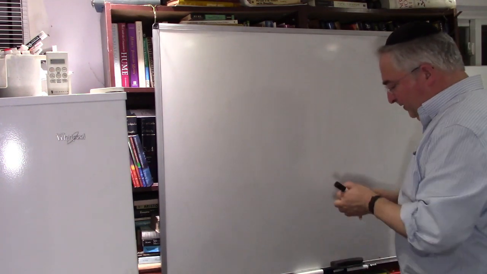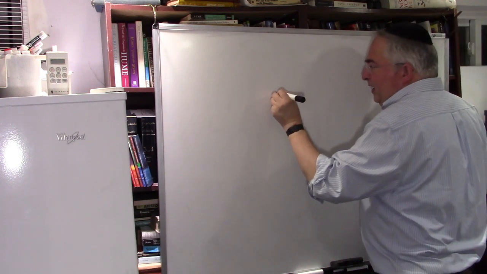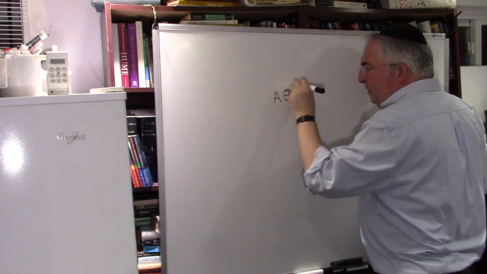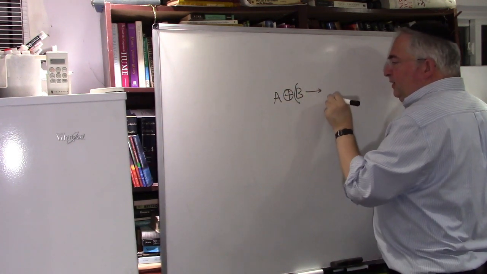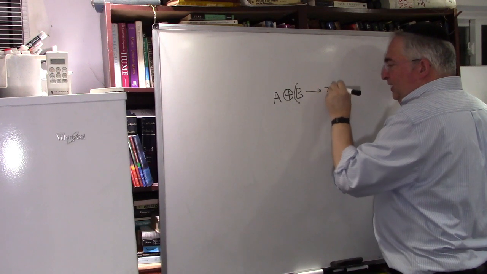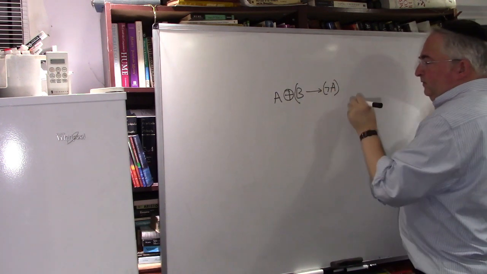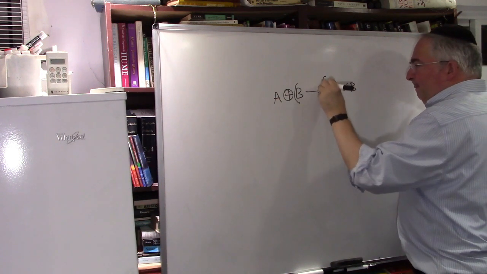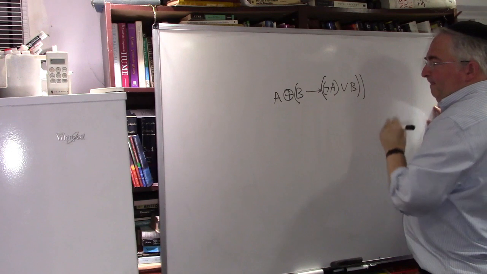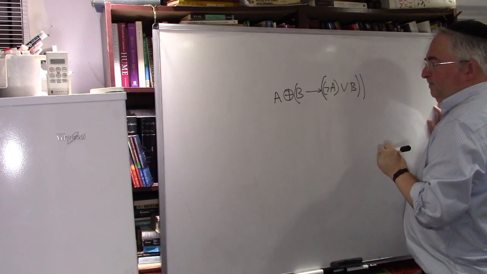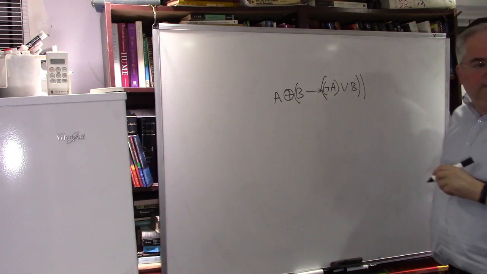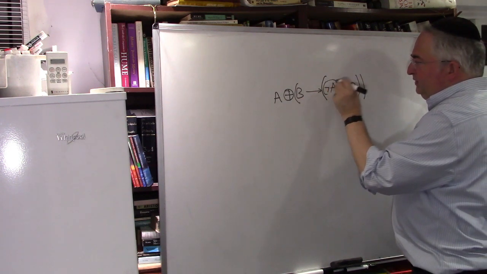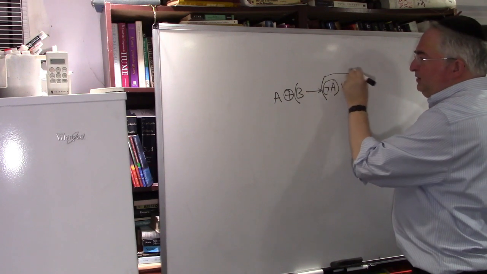Okay, you ready? So we're going to do A plus B arrow, not A or B. Wow. Okay. Let's link up the parentheses here. This links up with this. This links up with this. This links up with this.